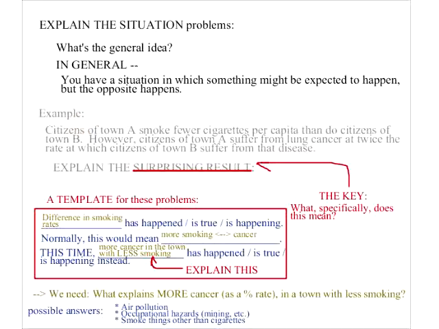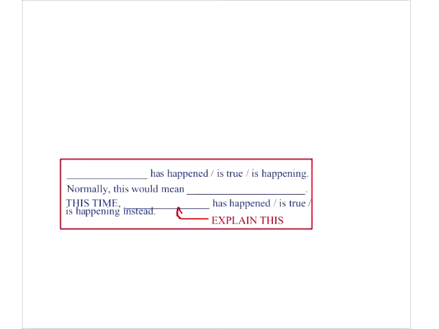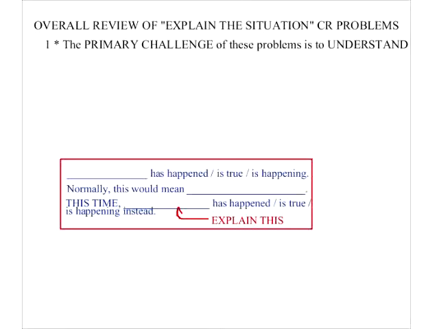All right, so this is the primary challenge. The primary challenge, unlike other critical reasoning questions, is to interpret what the question is actually asking you. So let's make a couple more comments, and then we'll look at a few problems. So here's your template. So, overall review of explain-the-situation CR problems. Okay, the first point is that the primary challenge of these problems is to understand what the question actually is.